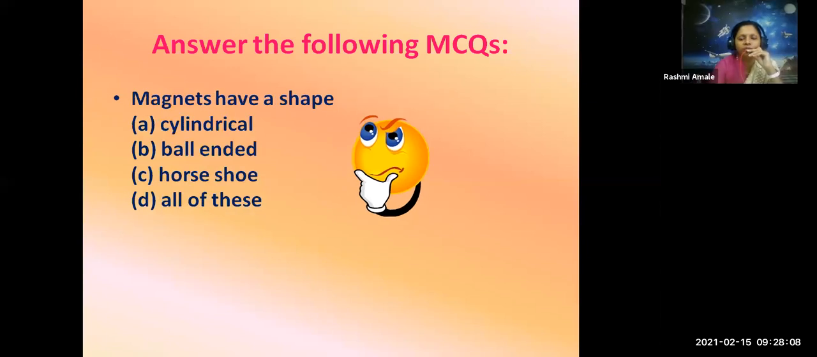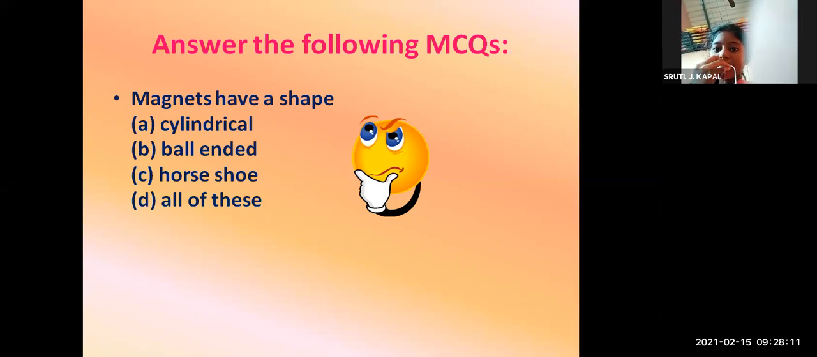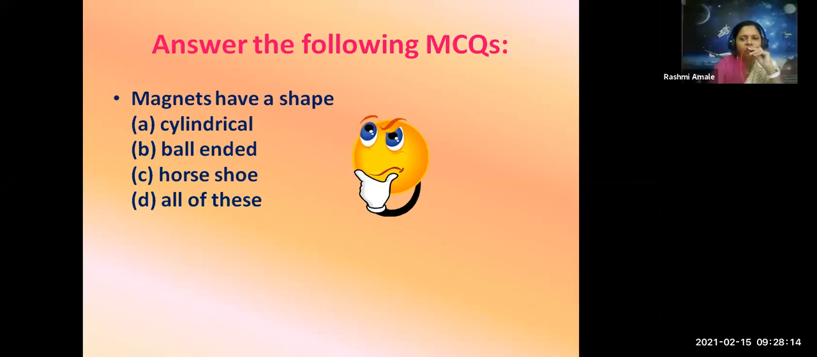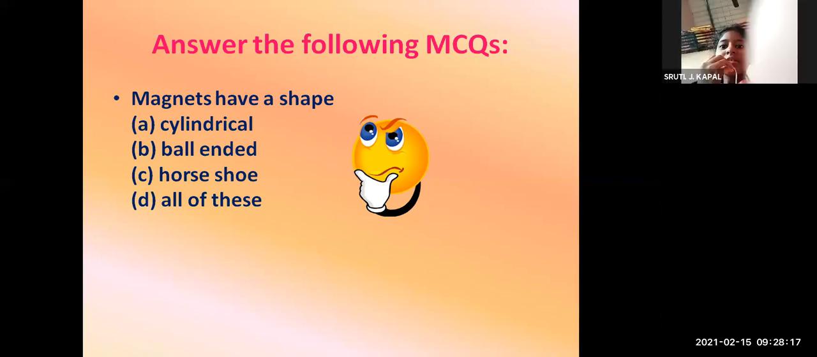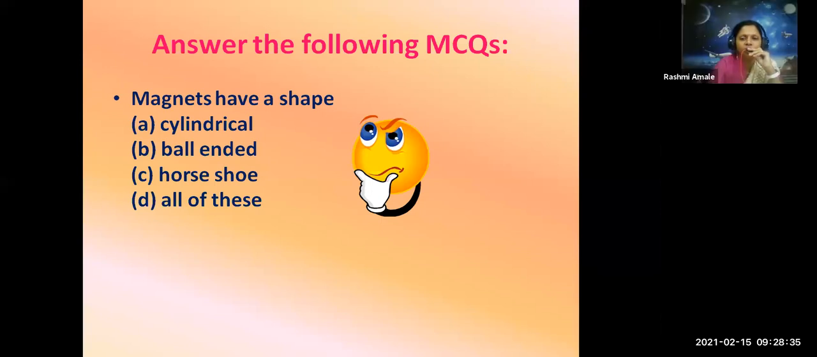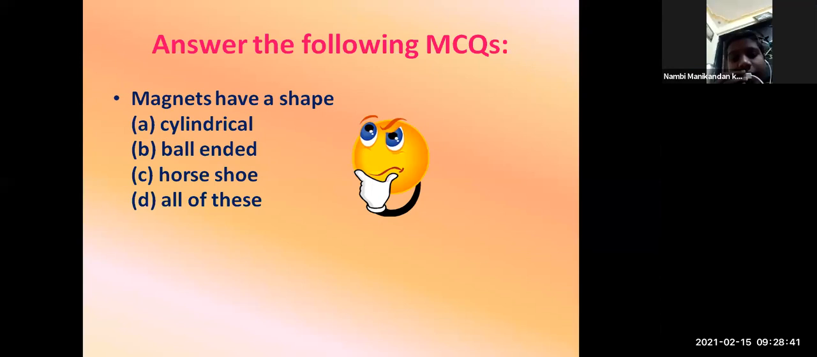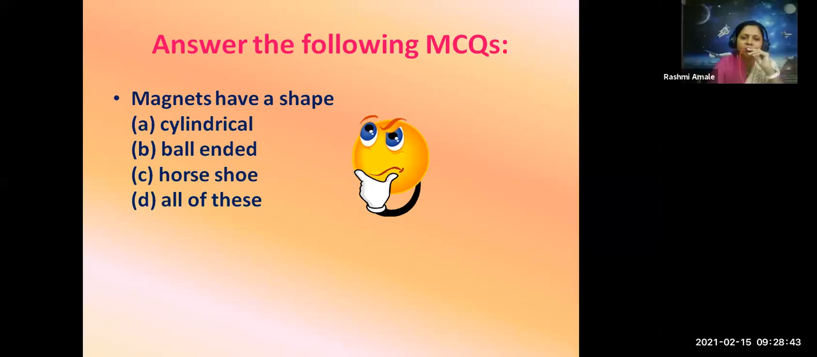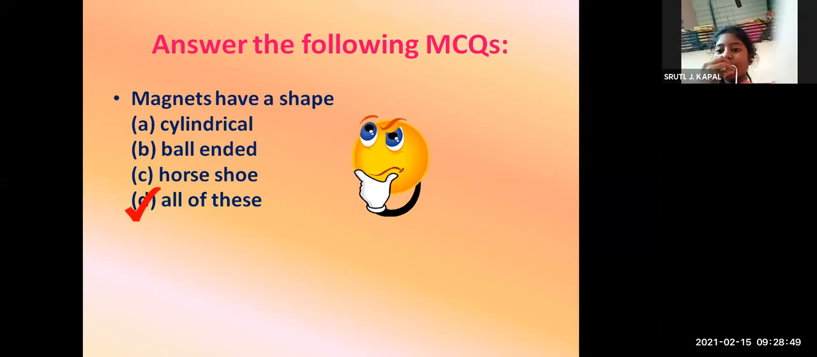Next question. Who will read the next question? Magnets have a shape. And the options are? Read the options. Cylindrical, ball-ended, horseshoe, all of these. So what is the correct choice? Cylindrical. Only cylindrical? Magnets have only cylindrical shape? Horseshoe is also there. Ball-ended is also there. So the correct answer is all of these. Very good.